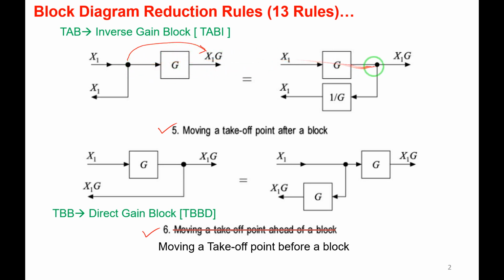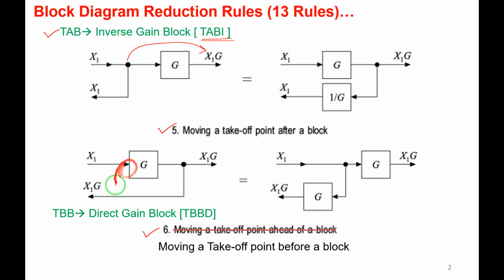The takeoff point has moved after a block. Just observe, if I move the takeoff point after a block, the signal is passing through an inverse gain block. In order to remember it, I have written TABI in green letters. Takeoff point after a block has to pass through an inverse gain block. TABI, you can remember it like this. If the takeoff point is moved after a block, it has to pass through the inverse gain block. If it is G here, it is 1 by G. You got it?